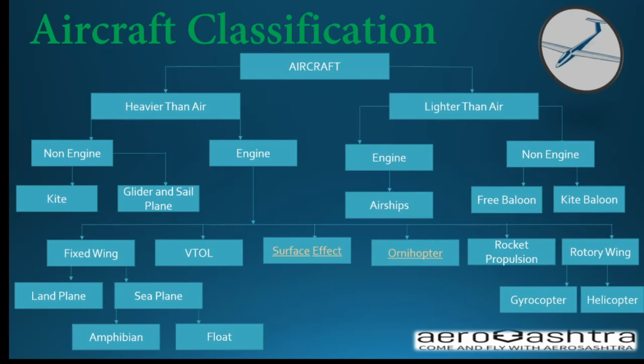Basically, aircraft classification refers to the categorization of different types of aircraft based on their design, purpose and performance. There are several ways to classify aircraft, including by their size, range, propulsion system and intended use. Some common types of aircraft include commercial airlines, military fighter jets, helicopters, drones, and private planes.